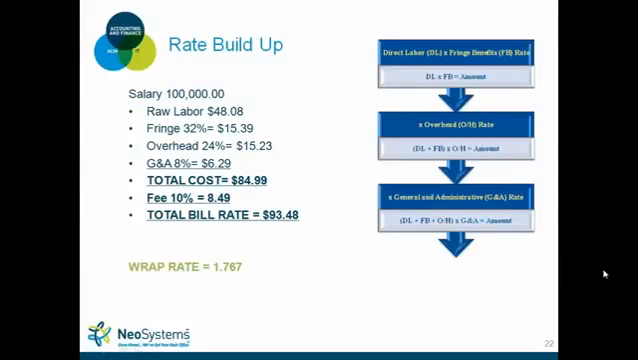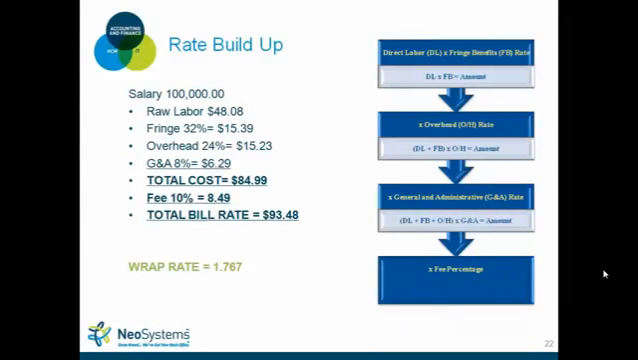Now, a quick way of figuring out your wrap rate is multiplying 1, or 100%, plus the percentages. So in a calculator, it'd be 1.32 times 1.24 times 1.08, which would give you your wrap rate for a quick view of this particular employee. And in this case, the wrap rate is 1.76, which is pretty competitive in today's world. As most of you know, there are a lot of RFPs and contracts being awarded that are low cost, technically acceptable. So obviously, the lower your wrap rate, the more chance you have of winning that particular work.